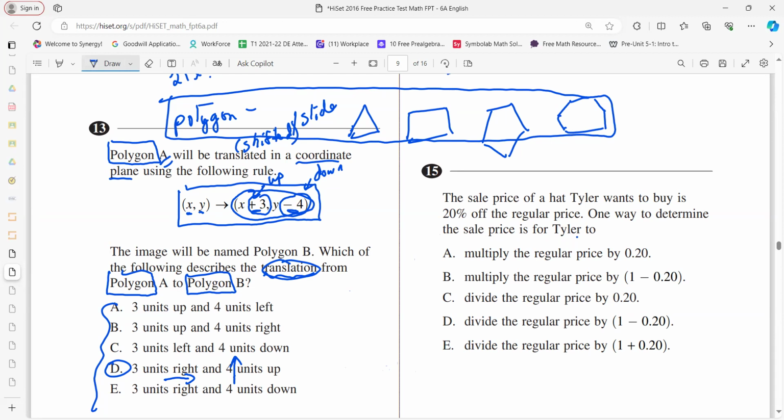What are you going to do? Are you going to multiply the regular price by 0.20, multiply the regular price by 1 minus 0.20, divide the regular price by 0.20, divide the regular price by 1 minus 0.20, or divide the regular price by 1 plus 0.20?